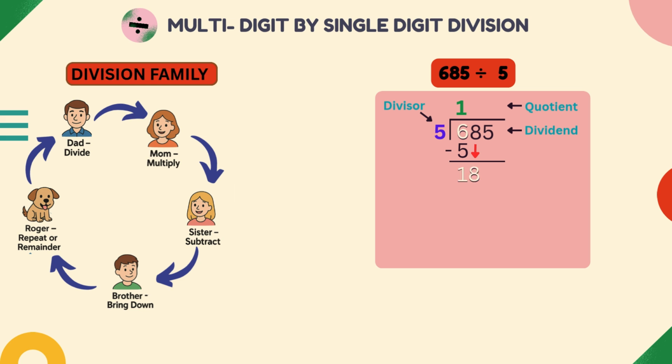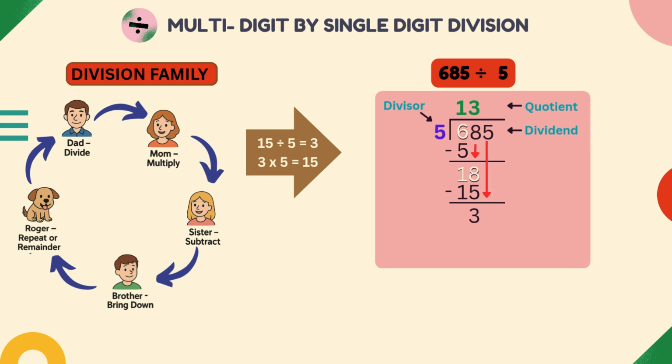Dad says, divide 18 by 5. It goes 3 times. In the table of 5, 5 times 3 equals 15. Write 3 on top. Mom says, multiply 3 times 5 equals 15. Write 15 under 18. Sister says, subtract. 18 minus 15 equals 3. Brother says, bring down the next number. Bring down 5. Now we have 35.